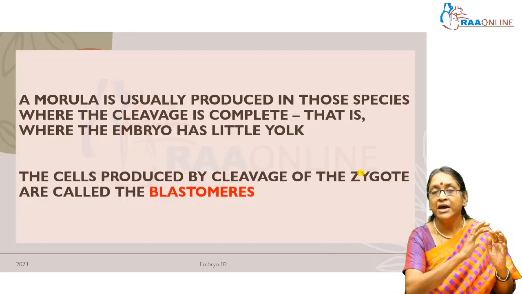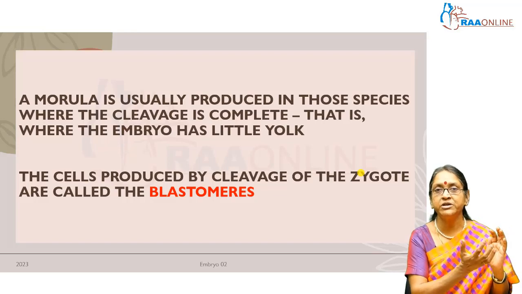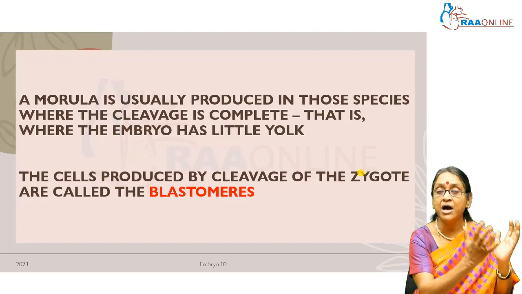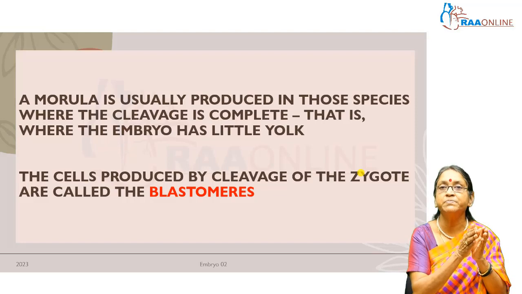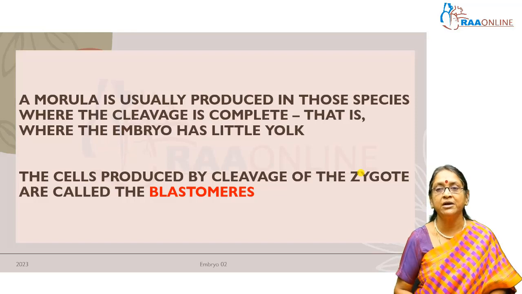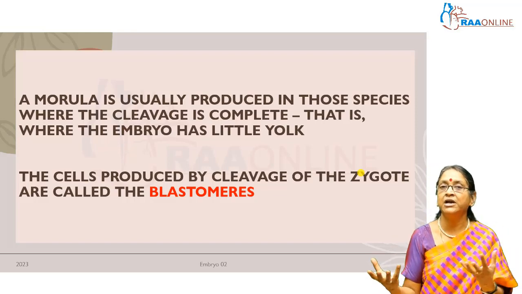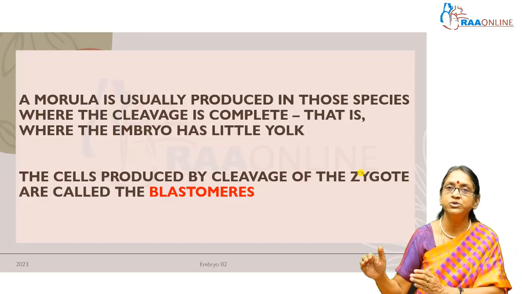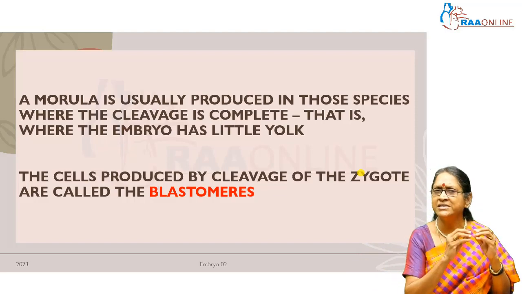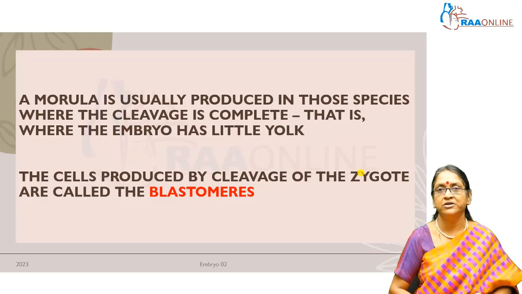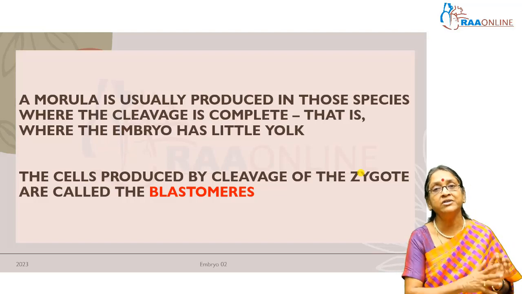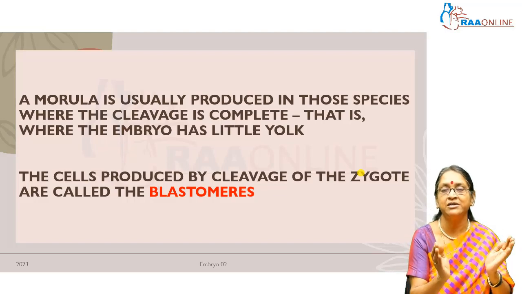The ovum, when it has yolk, the nutrient material, when it has a considerable or large amount of yolk, cleavage is partial. So in those organisms or species where there is more yolk, cleavage is not complete and leads to meroblastic cleavage. But in those species where there is little yolk, for example, the human ovum does not have much yolk at all, here the cleavage is complete. The cell is able to divide completely.